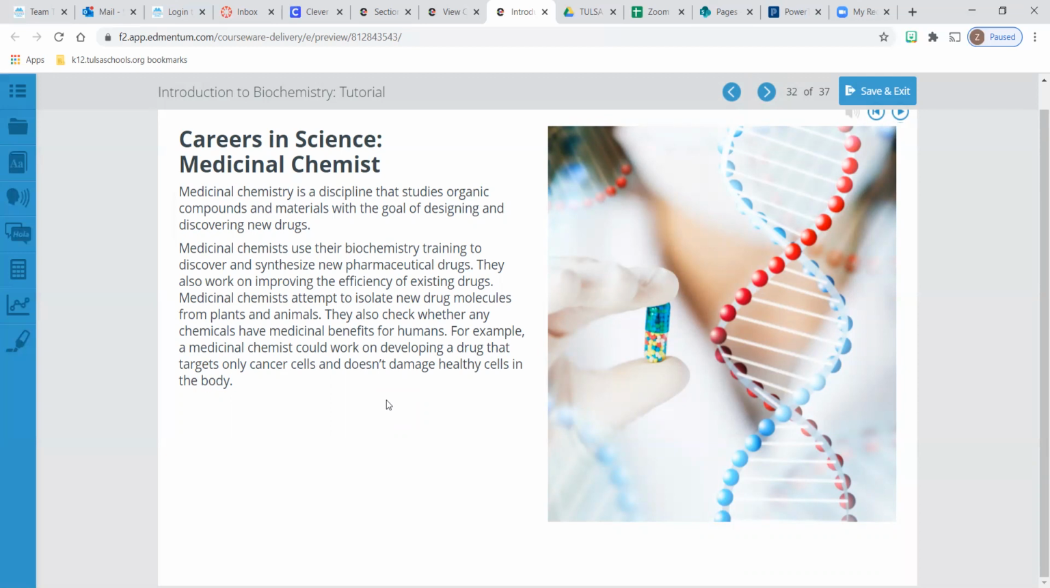So through biochemistry, if you're able to make a drug less harmful, or you find newer drugs that are better for humans to take, that's awesome. For example, a medicinal chemist could work on developing a drug that targets only cancer cells and doesn't damage healthy cells in the body, which would be great.